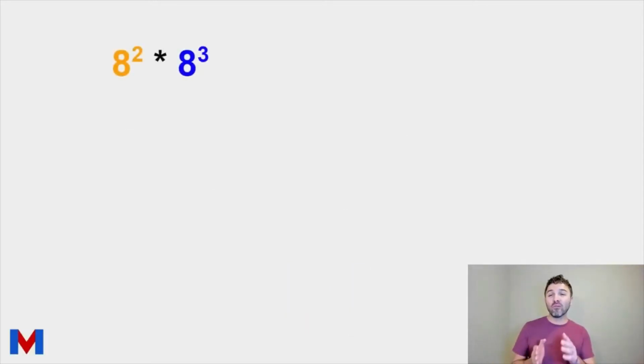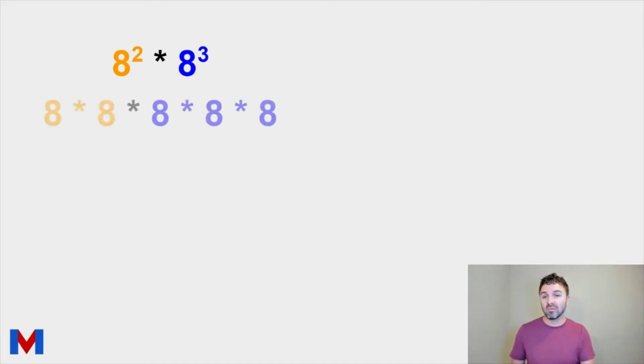All right, the first one we're going to do is 8 squared times 8 to the third power, or 8 cubed. So first thing I'm going to do here is take these exponents and split them up into multiplication. 8 squared is 8 times 8, times 8 cubed, which is 8 times 8 times 8. So overall, we have 5 8s that we multiplied, so 8 to the 5th power.